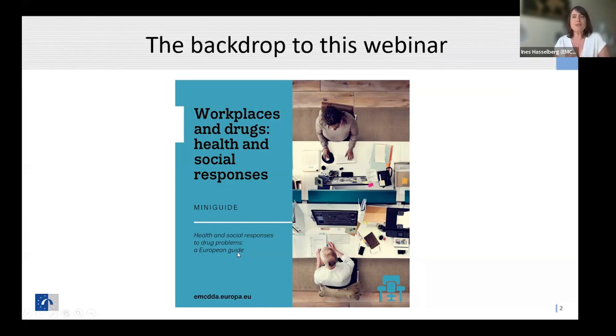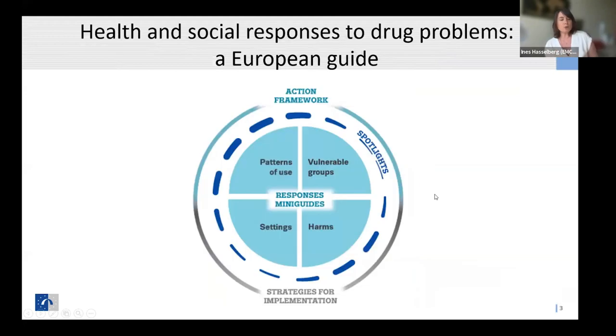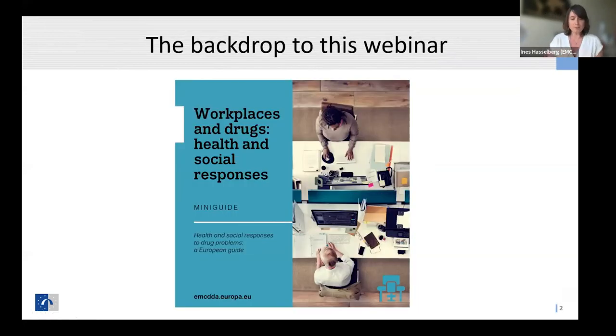Now, the speakers we invited here today will provide you with a general overview of the main issues and of the future challenges, but they will also share their experience and knowledge on some specific cases. So I'm not really going to attempt here to summarize the contents of our mini guide, but just to tell you a little bit about it.